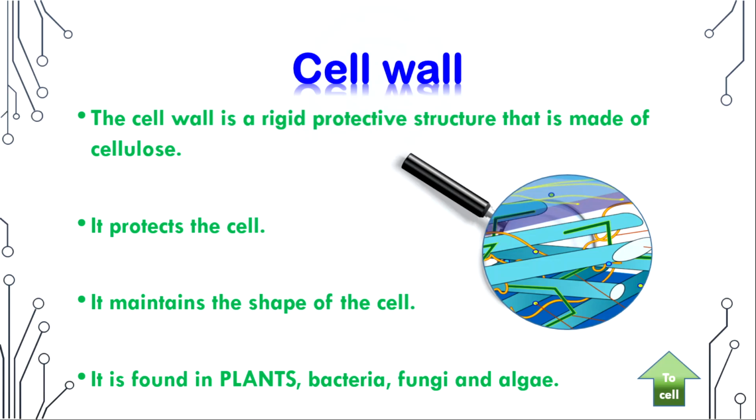Typically, a cell wall can only be found in plants, bacteria, fungi, and algae. Those are the organisms that will contain a cell wall. So take a look and remember, plants, bacteria, fungi, and algae will have a cell wall.